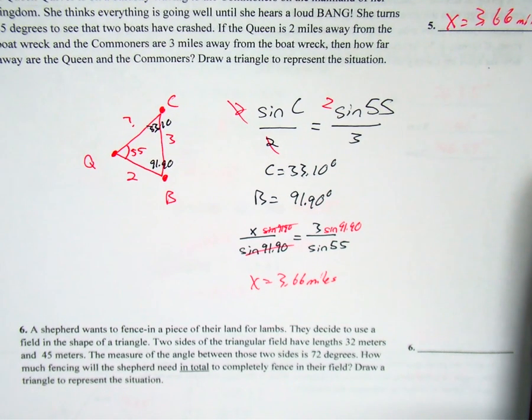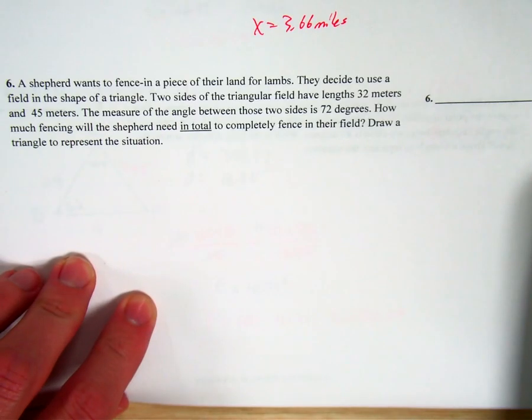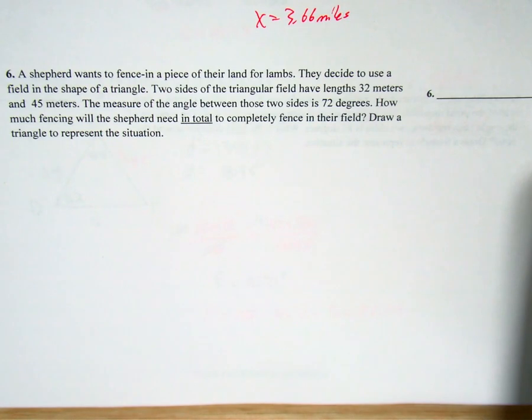Last story problem, probably going to be law of cosines themed. A shepherd wants to fence in a piece of their land for lambs. They decide to use a field in the shape of a triangle. Two sides of the triangular field have lengths of 32 and 45, and the measure between them is 72. How much fencing will the shepherd need in total, so total fence, all three sides, to fence in their field?